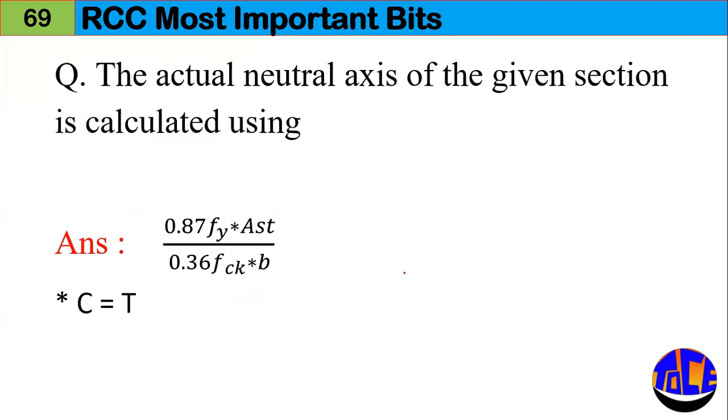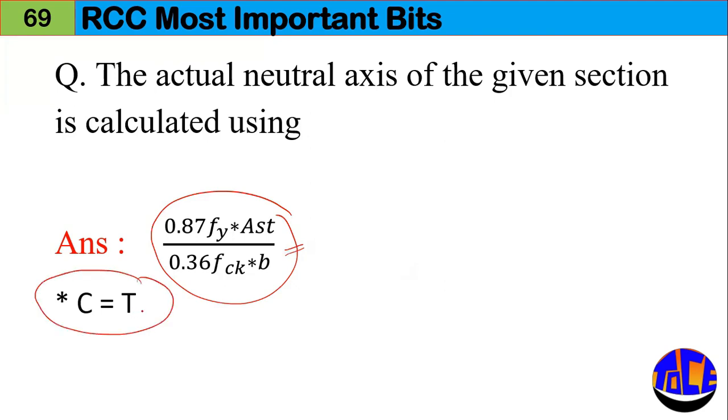Question number 69. The actual neutral axis of the given section is calculated using 0.87 Fy into AST divided by 0.36 FCK into B. Okay, so this is the equation to find out the actual neutral axis. Simply you can derive this equation by equating the compressive force with tensile force. This is your tensile force, and this is your compressive force.